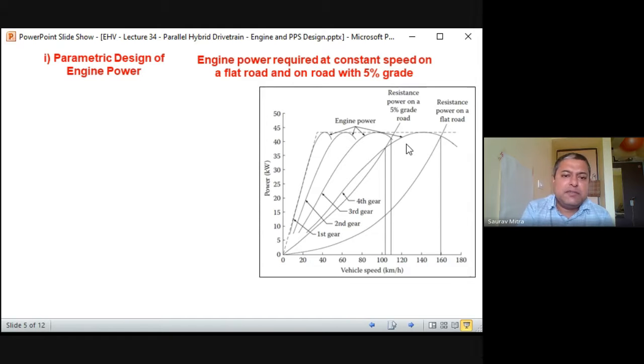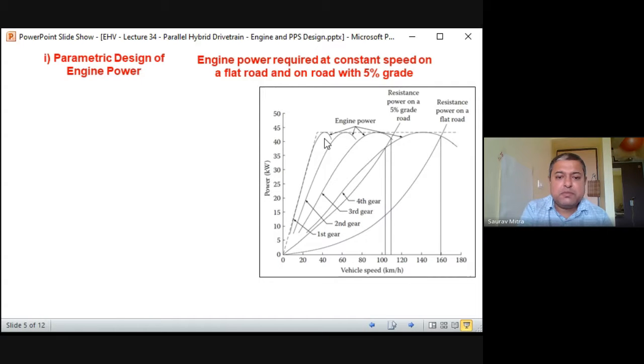For all these gears, you are finding that the maximum power is almost 43 kilowatt. The y-axis is kilowatt, and you are finding that this peak or top is almost 43 kilowatt. So what you understand from this is that all four gears produce the same power, 43 kilowatts. But the first gear produces that power at a lesser speed.